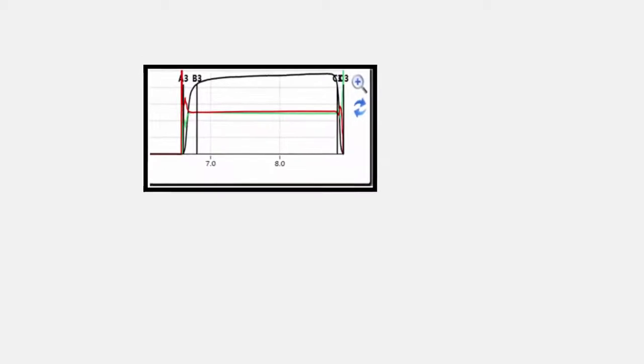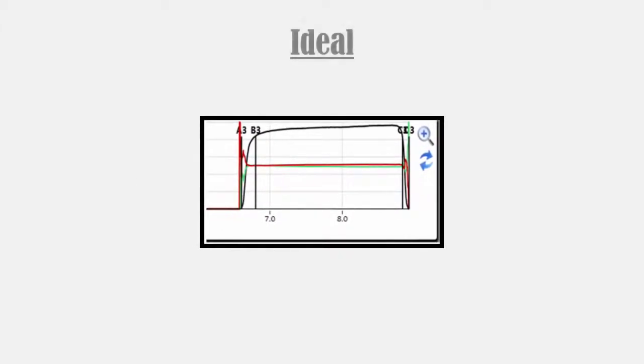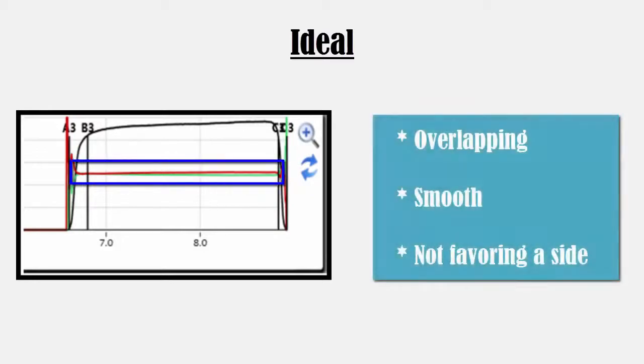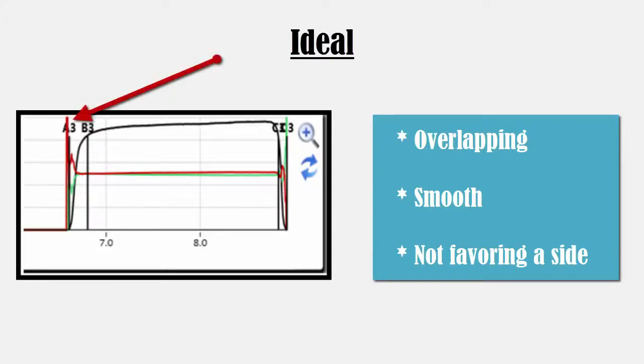The first example shows both the red and green lines overlapping. This demonstrates that the forces between the left and right arch are equal during closure. It indicates good left to right balance because the patient is not favoring one side versus the other. Note, the line that begins on the top of the graph indicates which side hits first.